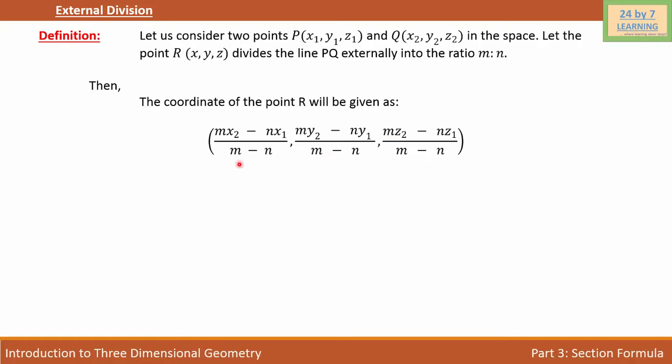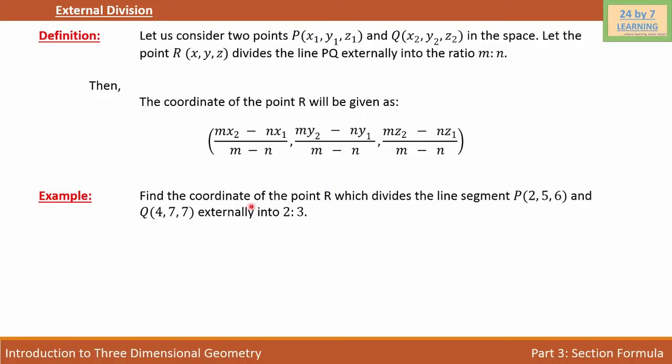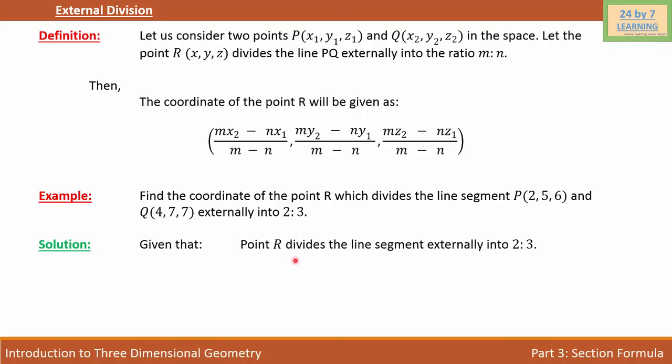So basically, we will use this formula to find the external division of 2 points P(x1, y1, z1) and Q(x2, y2, z2). Now let's consider an example to understand how we are going to use this formula. The example is, find the coordinates of point R which divides the line segment P(2, 5, 6) and Q(4, 7, 7) externally in the ratio 2:3. As you can see, it is given that point R divides the line segment externally in the ratio 2:3, which simply means that m:n is equal to 2:3.